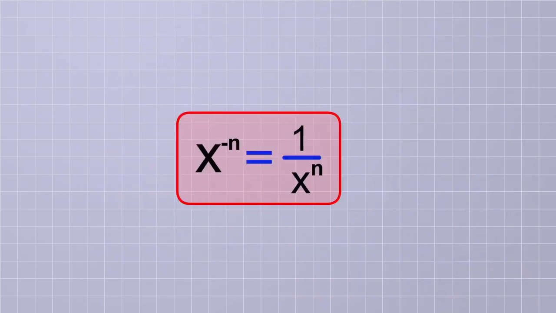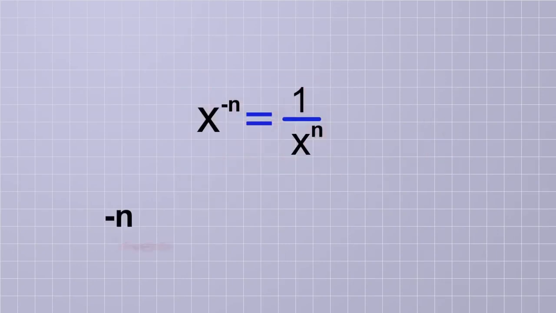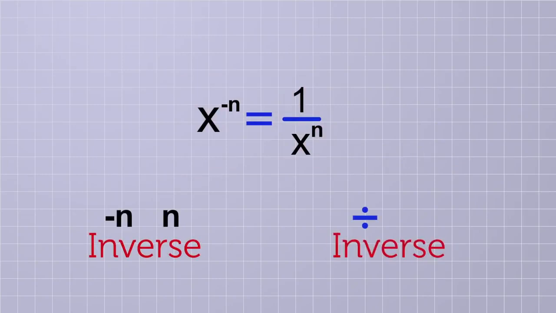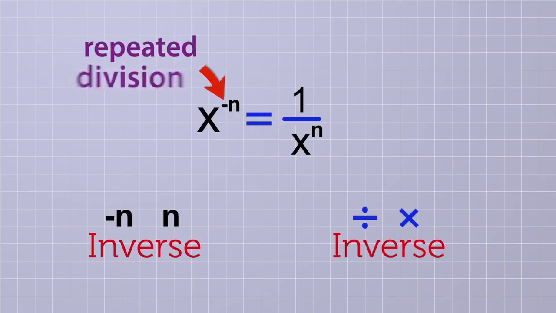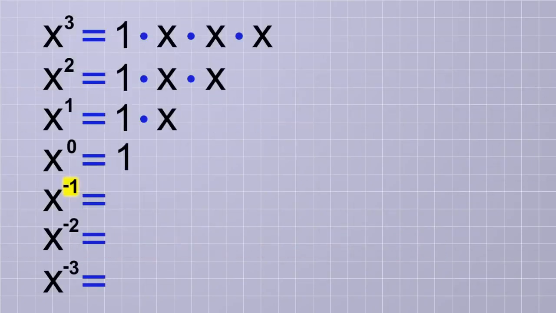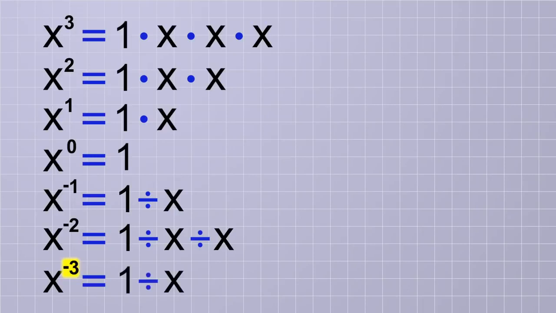That law says x to the negative nth power equals 1 divided by x to the nth power. And if you think about it, that kind of makes sense. A negative number is the inverse of its positive counterpart. And division is the inverse operation of multiplication, right? So a negative exponent is basically repeated division. X to the -1 would be 1 divided by x. X to the -2 would be 1 divided by x divided by x. X to the -3 would be 1 divided by x divided by x divided by x, and so on.